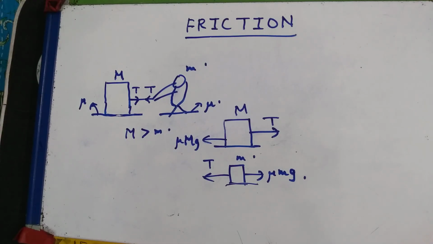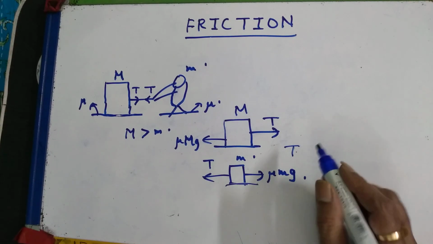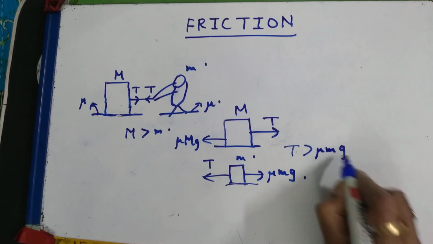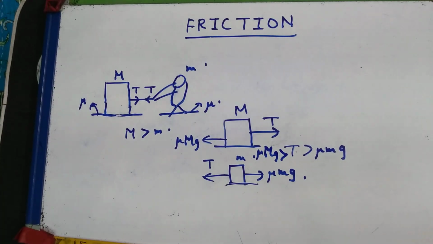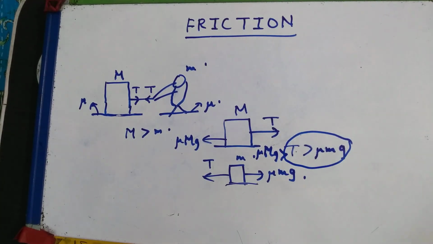If T is constant, then if T is greater than mu mg, the man moves. It need not be that T is greater than mu capital Mg. If T is greater than mu mg and mu capital Mg is greater than T, then the man moves but the block doesn't move. So option B is correct.